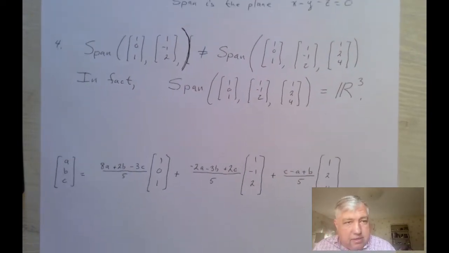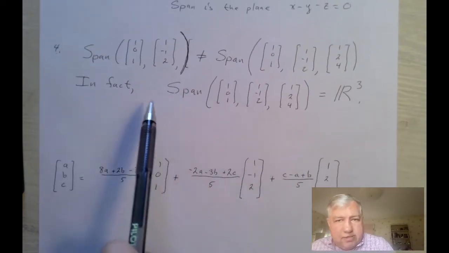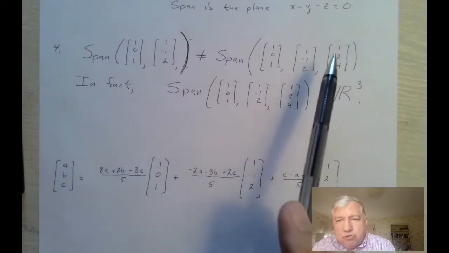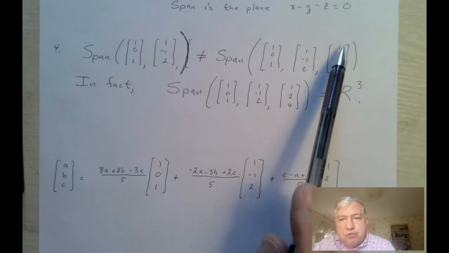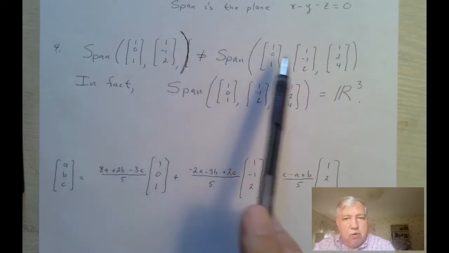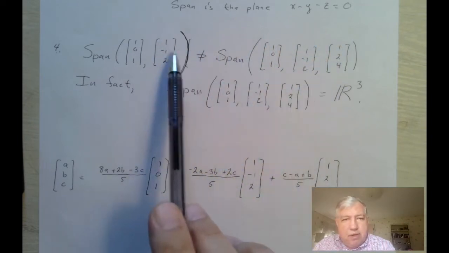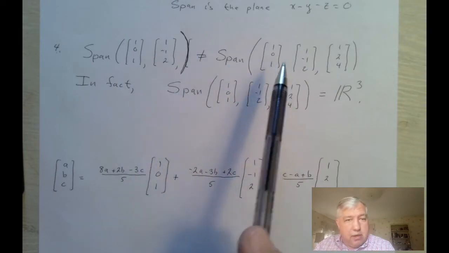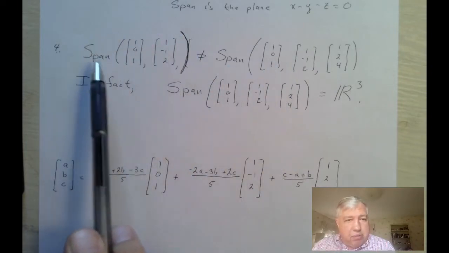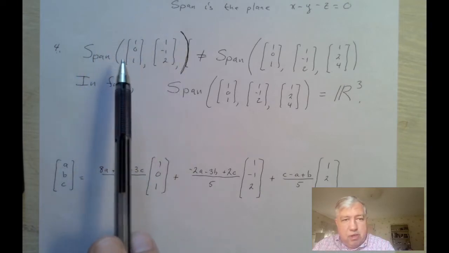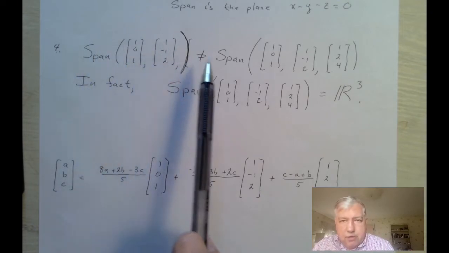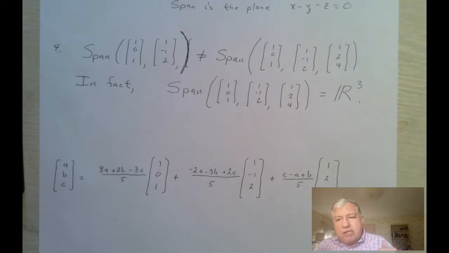In this example 4, going back to example 1, when we showed that (1, 2, 4) is not in the span, so this is because (1, 2, 4) is not in here, and (1, 2, 4) is in here. These spans are not equal. We just showed that this is a two-dimensional plane. This is a plane in R3, and here we have a span where we basically added another dimension.